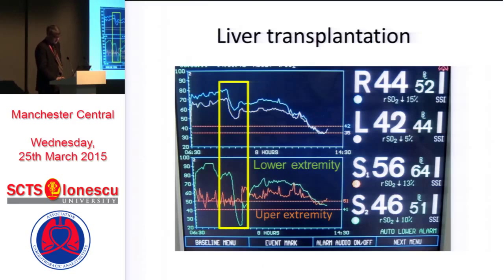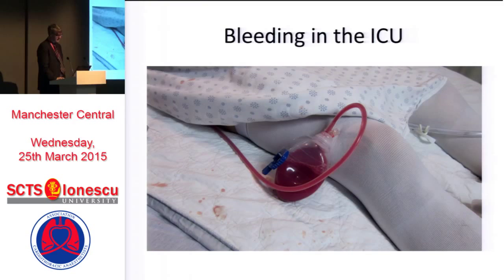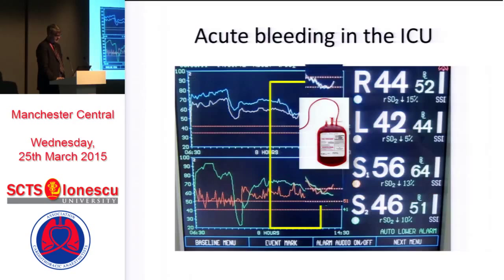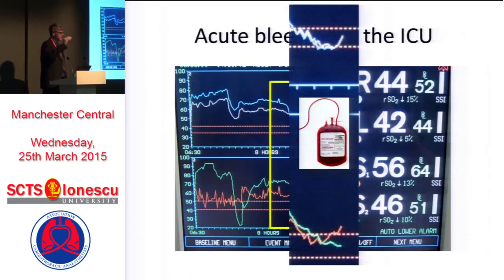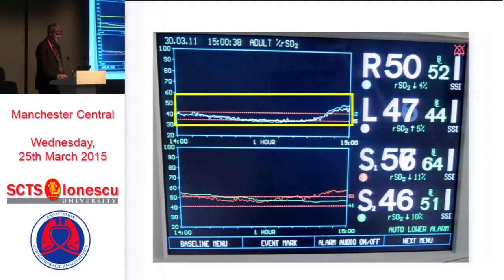So the patient arrives in the ICU, and as he arrives in the ICU, he starts bleeding. And as you can see, he's bleeding, and all the signals are going down. The brain is going down, the upper extremity is going down, and the leg is going down. Okay? We transfuse the patient, and then what happened is that brain saturation goes up, upper extremity goes up, and then the lower extremity starts to go down. Okay? So what was happening? In fact, he was developing abdominal compartment syndrome. In fact, it was compressing the IVC from the inside.